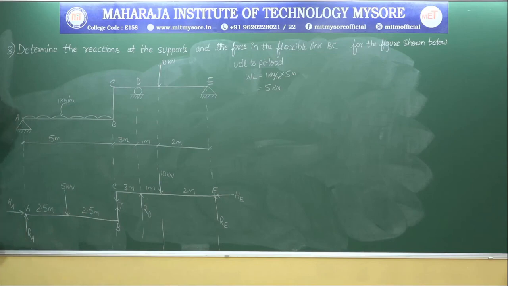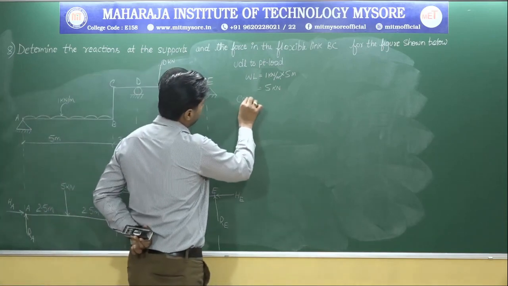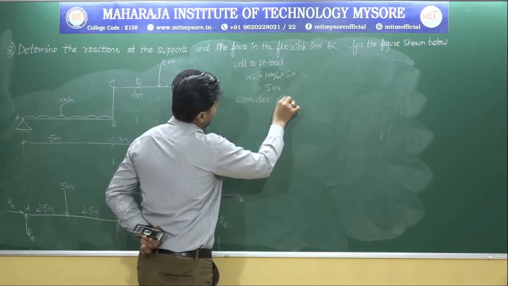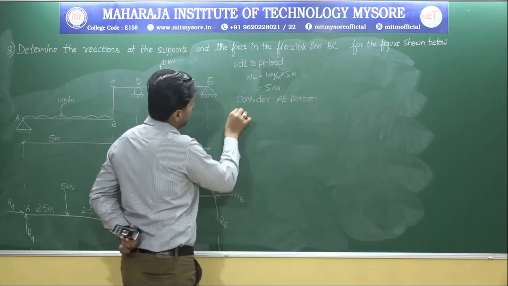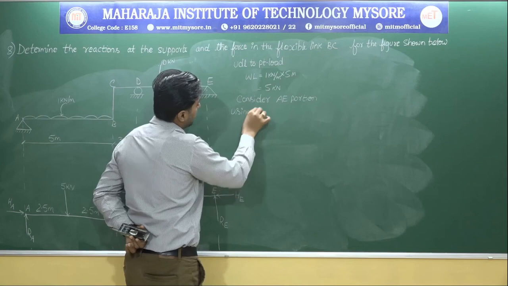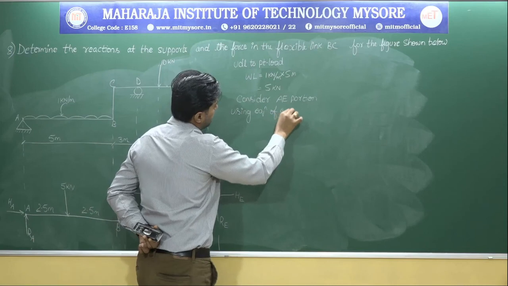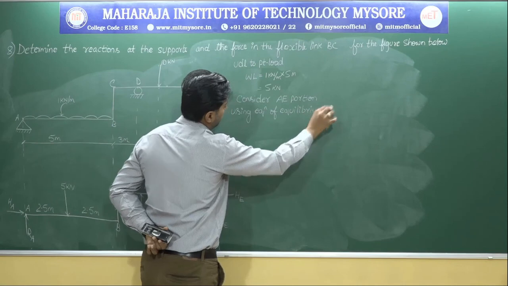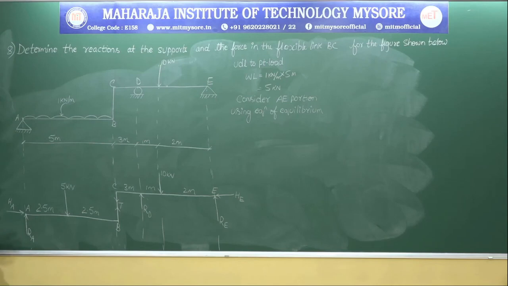So now what I will be doing is, instead of going with the CE beam, I will be going with the AB beam. So what I will be doing is, consider AB portion using equation of equilibrium.